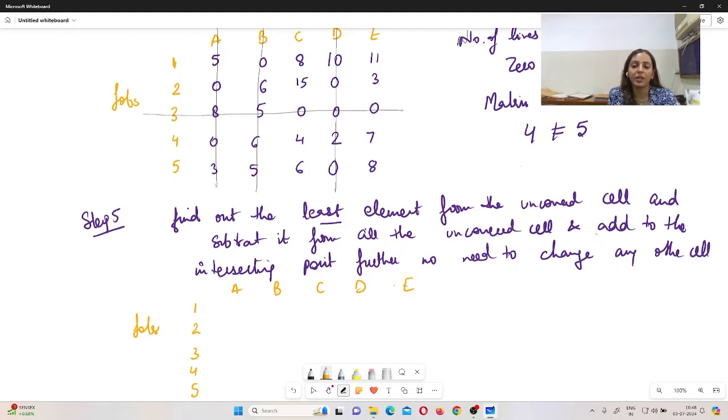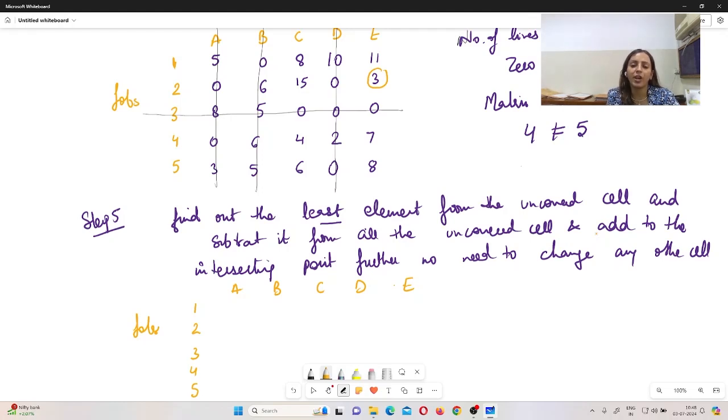Now we have to do it again. What do we have to do? We have to find the lowest from the uncovered cells. So this column, column number C, check it, that is 8, 15, 4, 6, right? And we have 11, 3, 7, and 8. That is not covered by the lines. So find the lowest from those. The lowest one among 8, 15, 4, 6, 11, 3, 7, 8, the least one, is 3.